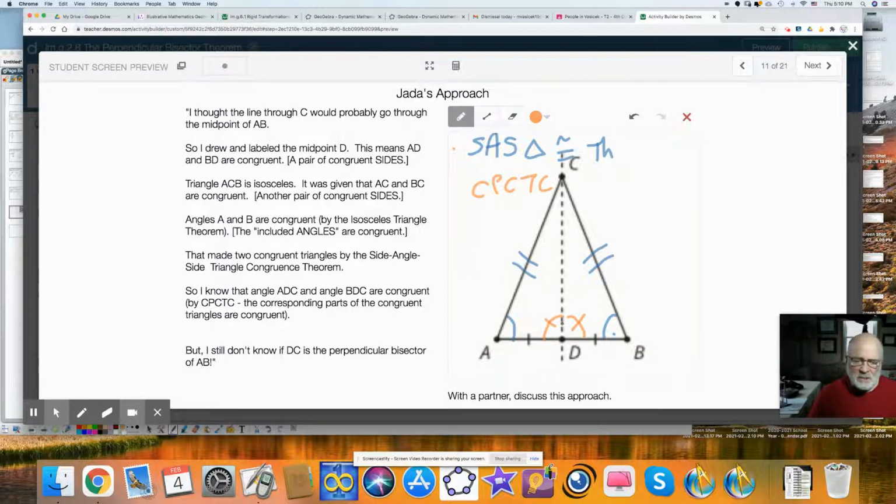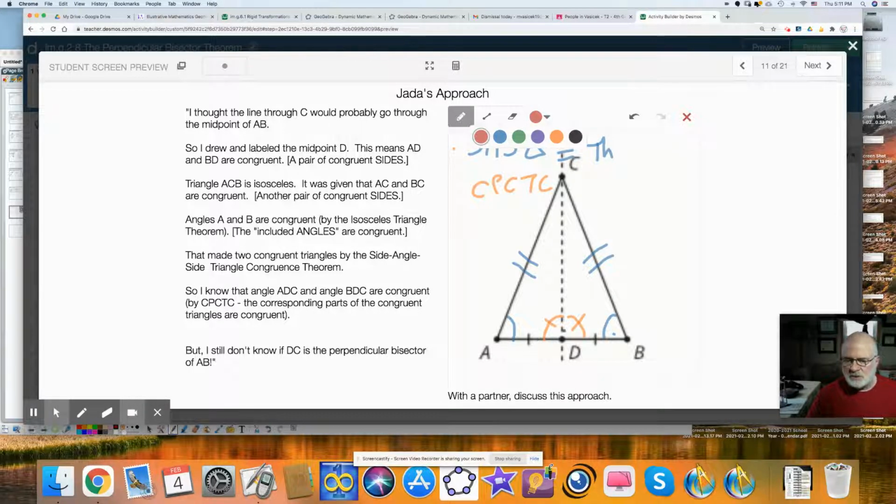She says, "But I still don't know if the DC is the perpendicular bisector." What could you tell her? First of all, I would say bravo, because she's got so much of this right. She noticed the isosceles, the base angles. She used what was given. She wrote that these two were congruent.